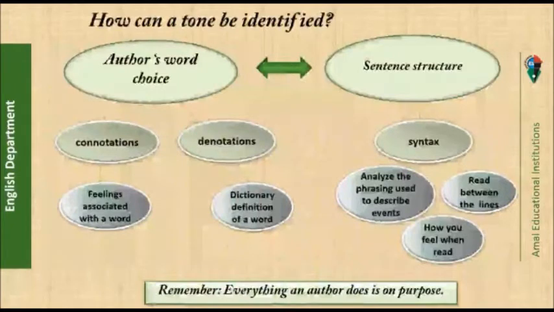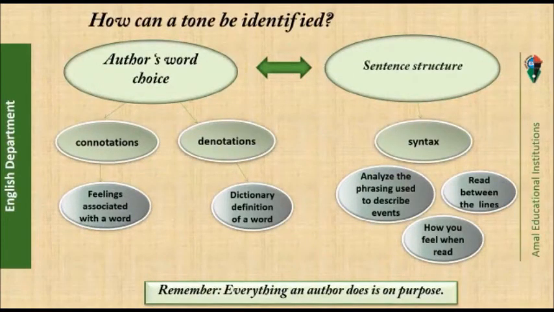How can a tone be identified? It's understood through the author's word choice and sentence structure. First, word choice or diction plays an important role in determining a tone. One must pay attention to connotations or denotations of words.